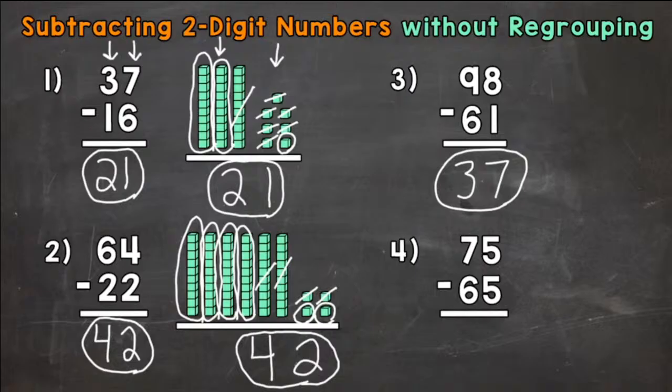Lastly, number 4, 75 minus 65. Start with the ones. So we have 5 ones minus 5 ones. That gives us 0 ones. So put a 0 in the ones place. Now for the tens. 7 tens minus 6 tens. That gives us 1 ten. So 1 in the tens place in our answer. And a final answer of 10.